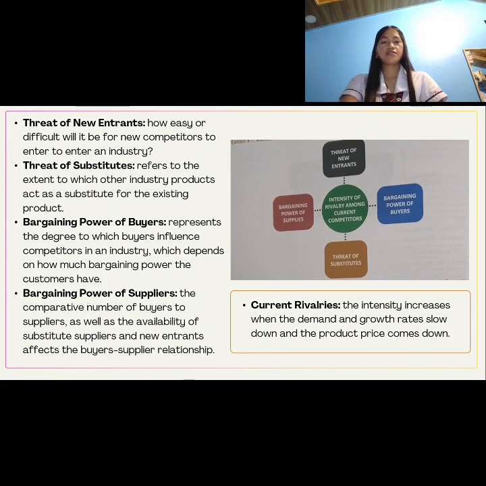So Michael Porter's 5 forces are threat of new entrants, threat of substitutes, bargaining power of buyers, bargaining power of suppliers, and current rivalries. First is a threat of new entrants. So this is how strong the competition is among existing companies. Second is the threat of substitutes. It is whether ang customer kay pwede mag-switch sa laing products nga ma-meet ang ilahang needs. For example, kay ang tea, pwede siya ma-substitute sa kape, or streaming can replace cable TV.